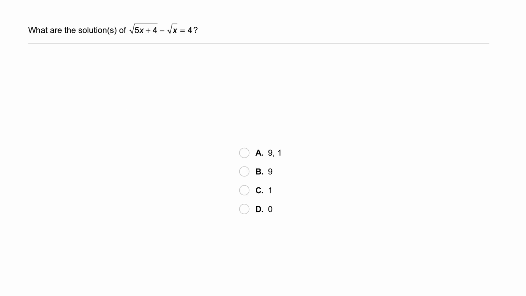Your turn. What are the solutions of the square root of 5x plus 4 minus the square root of x equals 4?